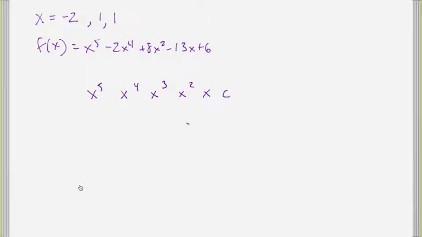Then we write our coefficients underneath these. 1, -2. There are no x cubes. 8 x squareds, -13x's, and 6 for our constant.